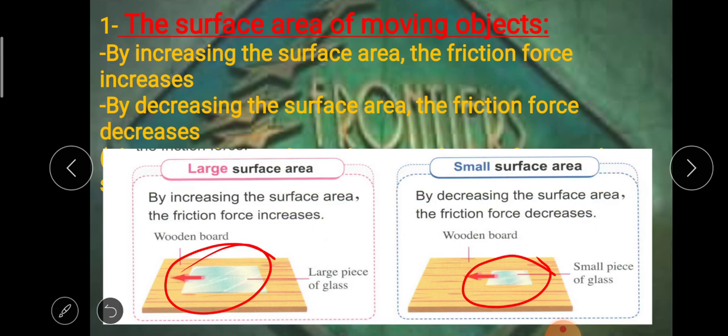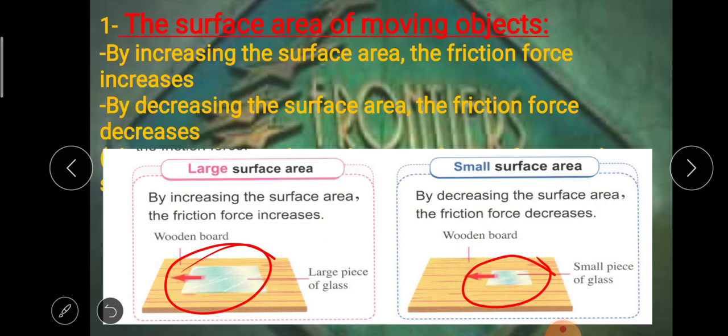So we said that between the surface area and the friction force, there is a direct relationship. What is meant by having a direct relationship? If you remember, we took it before, that means if the surface area increases, the friction force increases too. And if the surface area decreases, the friction will decrease. So they are the same. If this increases, the other will increase. If this decreases, the friction force will decrease.